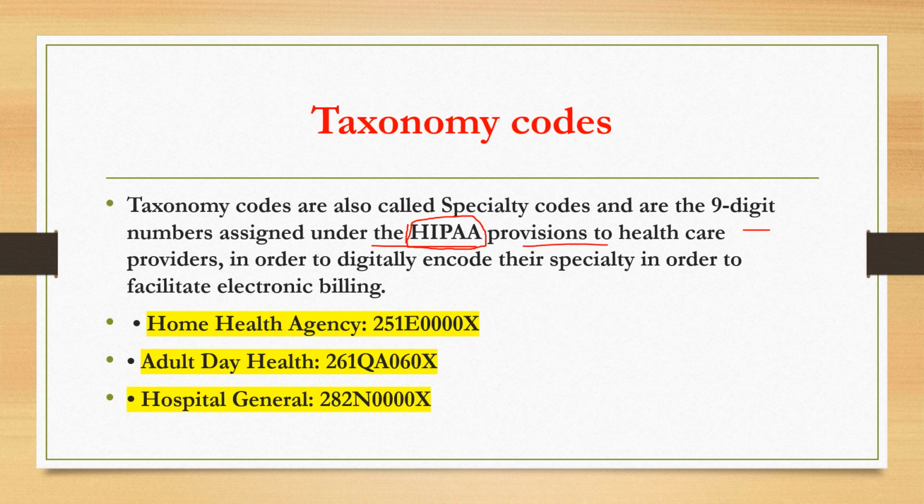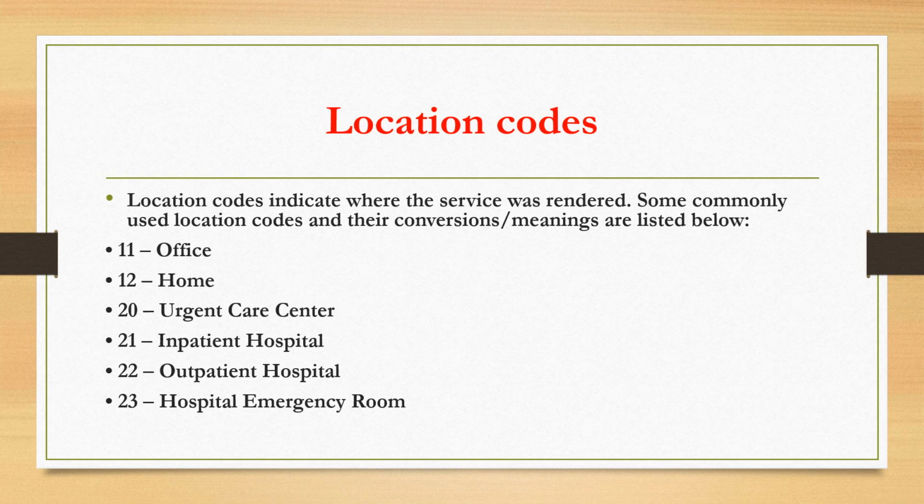So HIPAA provides healthcare providers a way to digitally encode their specialty in order to facilitate electronic billing. In home health agencies, these are the codes over there. Adult Day Health, these are the codes, and Hospital Journal, they have these codes. There are a few codes you have to memorize so you know what these codes are for, either taxonomy code, diagnosis code, or procedure codes. There are a few important codes.